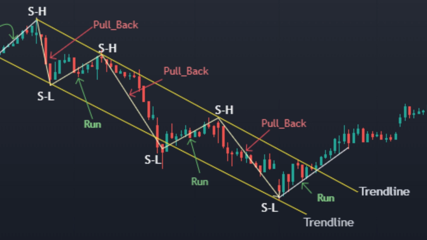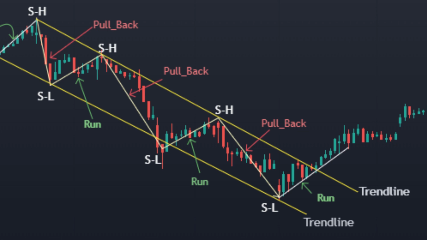In an uptrend, the trend line often acts as a support level, where buyers step in to prevent prices from falling below the trend line. In a downtrend, the trend line can act as a resistance level, where sellers emerge to prevent prices from rising above the trend line. Validating trend lines.